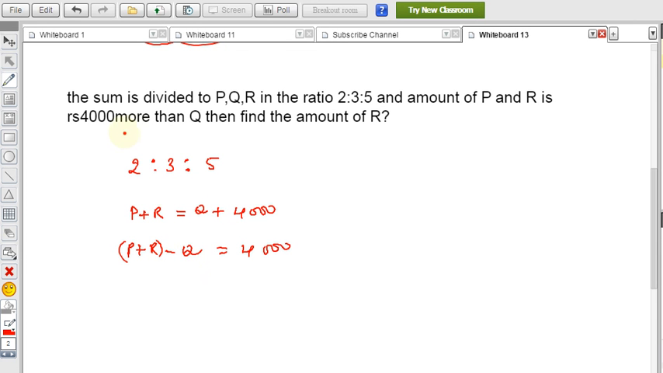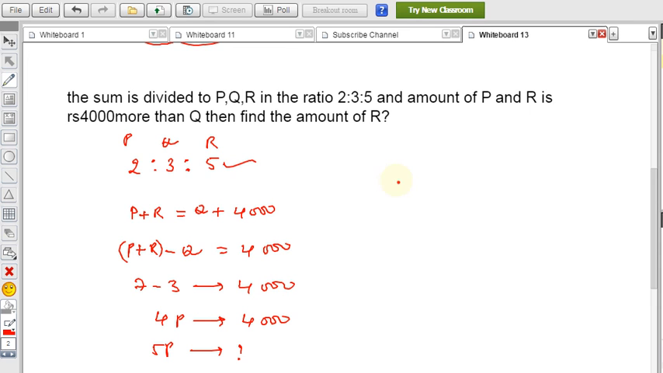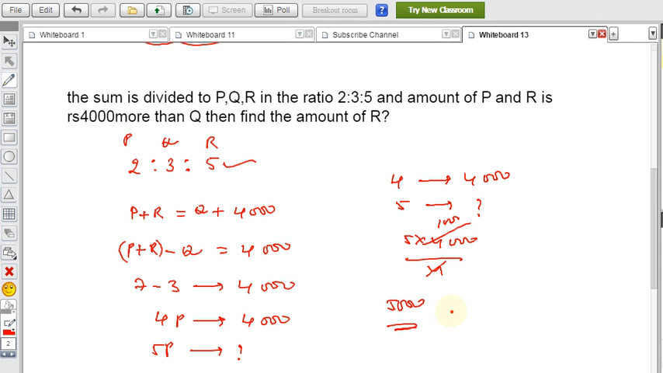But the ratio of P, Q, R: P plus R is 7, minus Q which is 3. For this it is 4000. That is 4. For 4 points, we are getting 4000. Now the R value you have to find out. R is 5. So for 5 points, how much? For 4 it is 4000, then for 5 it is how much? So 5 into 4000 by 4, cross multiplication. That is 5000. So the condition you should take is the sum of P and R minus Q is 4000. Then the amount related to R is rupees 5000.